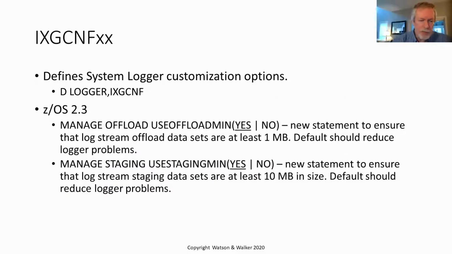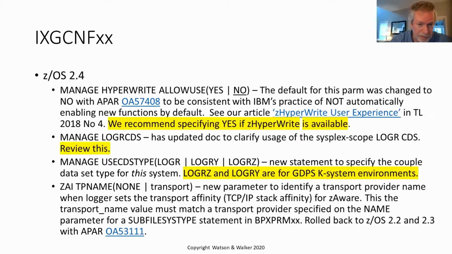Logger, two new parameters. They both default to yes. They set a larger minimum size for your offload and staging data sets, but the larger size is only tiny, still only 1 meg or 10 meg. You can't unfortunately override this and give it a larger value, but the yes value is better than the default, which I think is 64K. So you should take those default values.